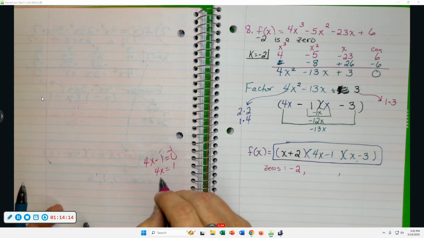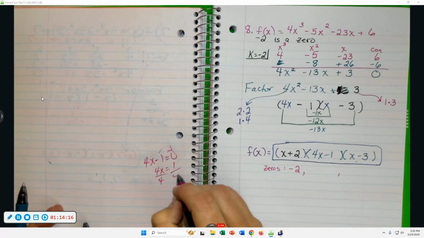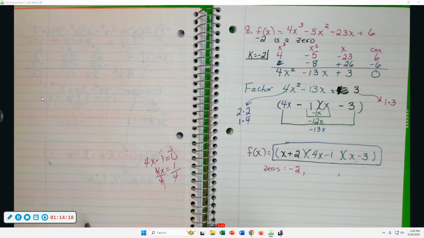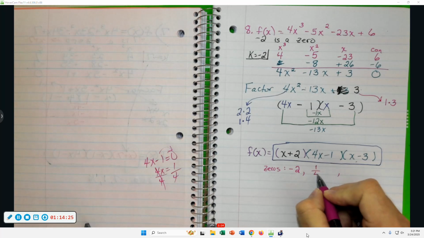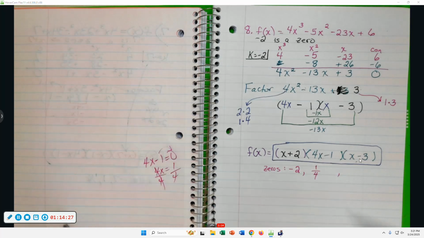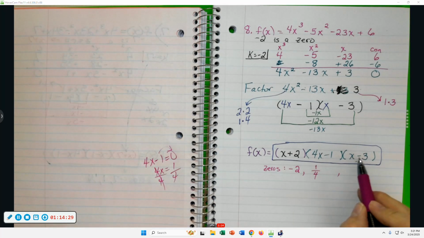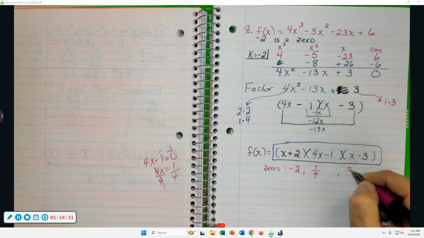You'll see how we're getting that 1/4? You're imagining solving 4x minus 1 equals 0. Move the 1 over, divide by 4. When I say imagine, I mean you're doing it in your head, or else you're writing it out. What about this one? Positive 3.